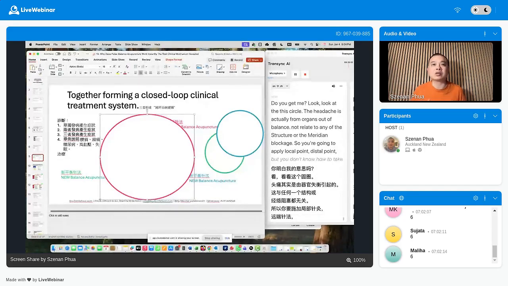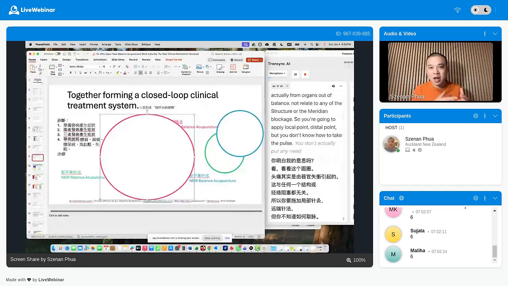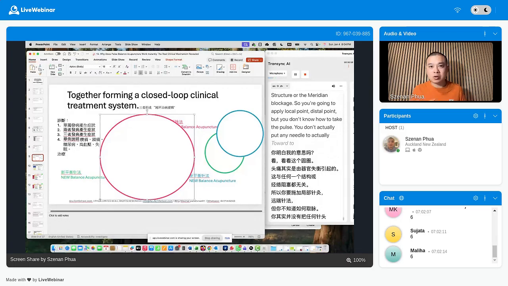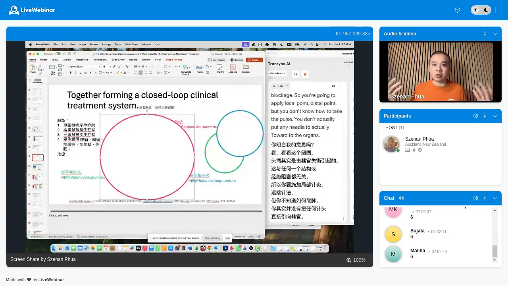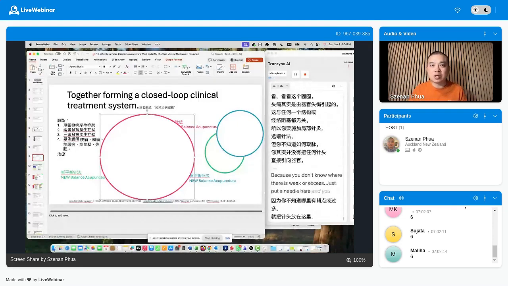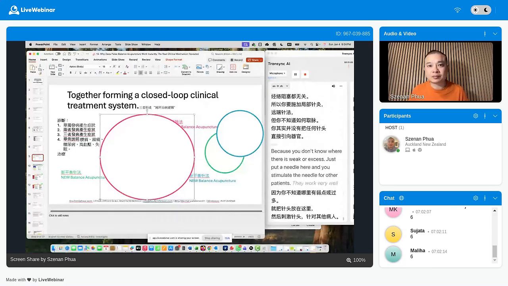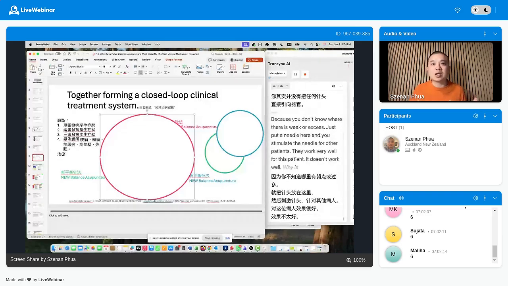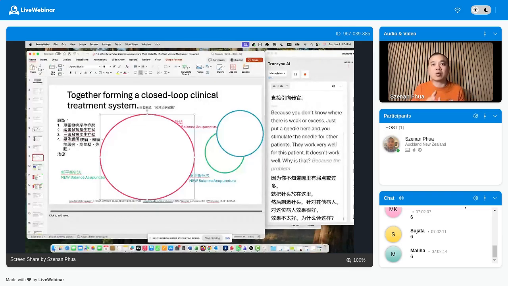You don't actually put any needle toward the organs, because you don't know whether it's weak or not. Just put the needle here and you stimulate the needle. For other patients, they work very well. For this patient, it doesn't work well. Why is that? Because the problem is from the organs.